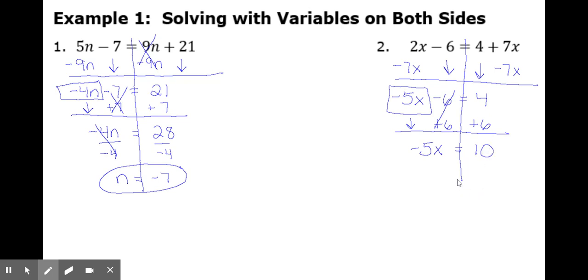What's the final step? Just like every other problem, we need to divide by the coefficient. The coefficient is negative 5. So I'm left with x is equal to 10 divided by negative 5 makes negative 2.